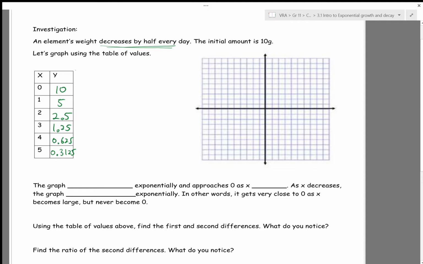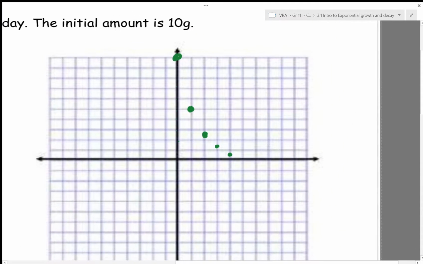0.3125. Okay, so if I graph this, when x was at 0, y was at 10. So 1, 2, 3, 4, 5, 6, 7, 8, 9, 10. It was here, and then it becomes 5. Then it becomes 2.5, and then it becomes 1.25. So it's like somewhere here, and then at 4, it's somewhere around there. And I really can't point when y equals 0.3125, so I will just put it that way.